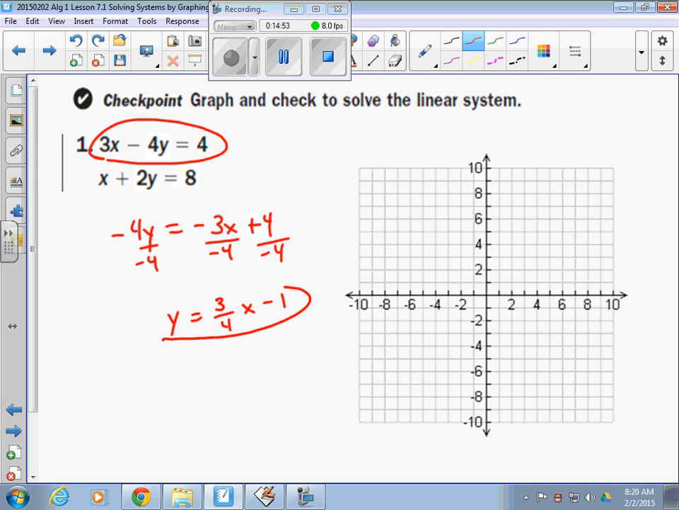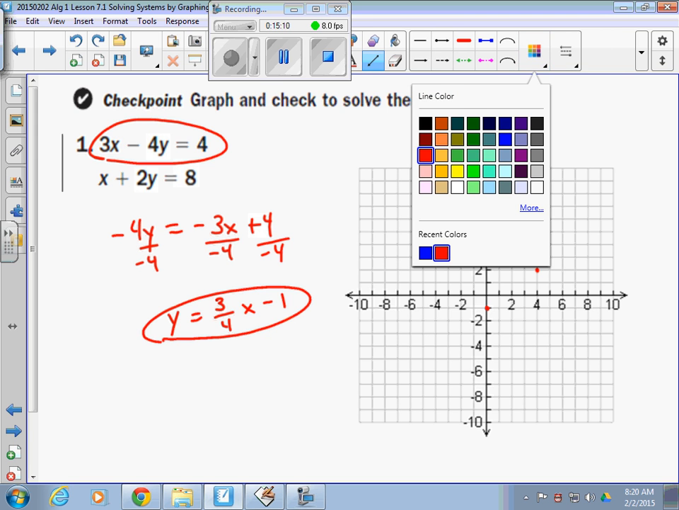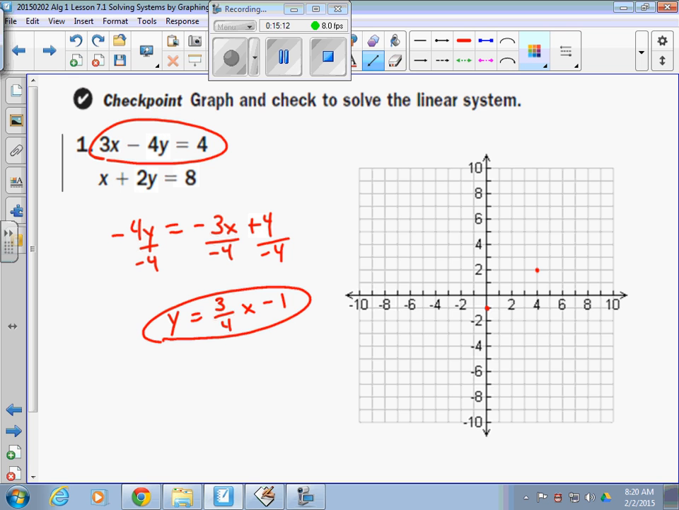So we can graph that equation. We know to begin at -1. We know we have to go up 3 and to the right 4. So 1, 2, 3, and to the right 4. There's our second point. With 2 points, we can draw ourselves a straight line. And again, I know my graph goes farther than yours. So before you draw your straight lines, it might help to see where you think it's going to intersect. Watch what I mean by that.